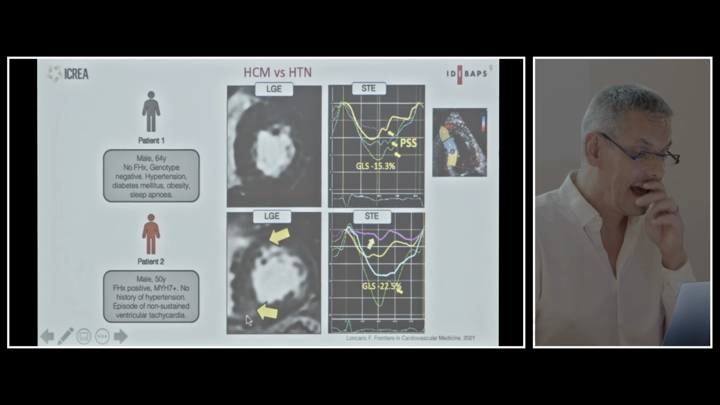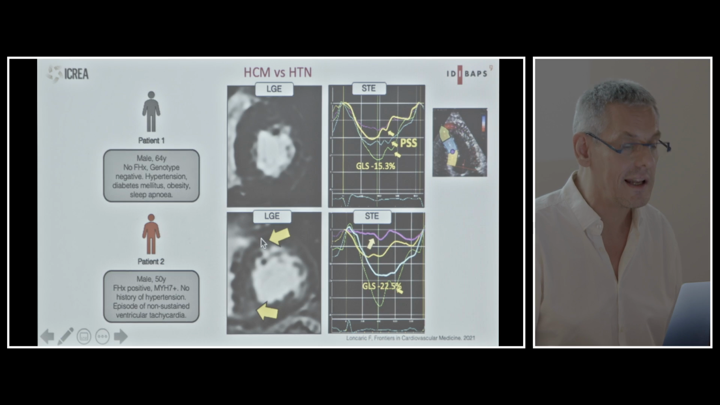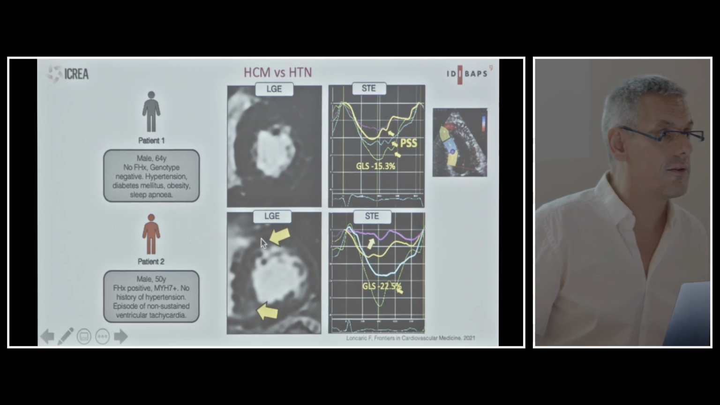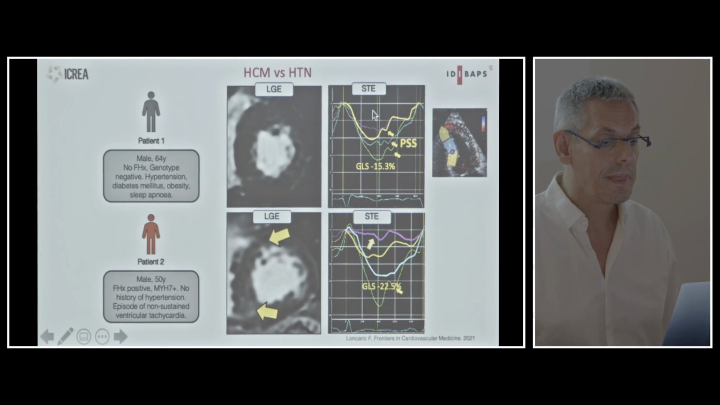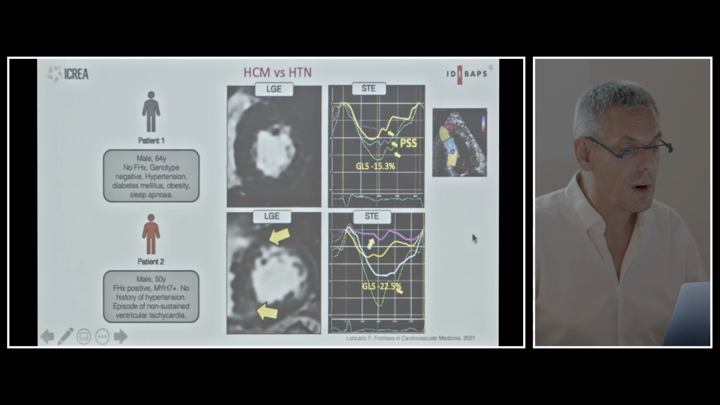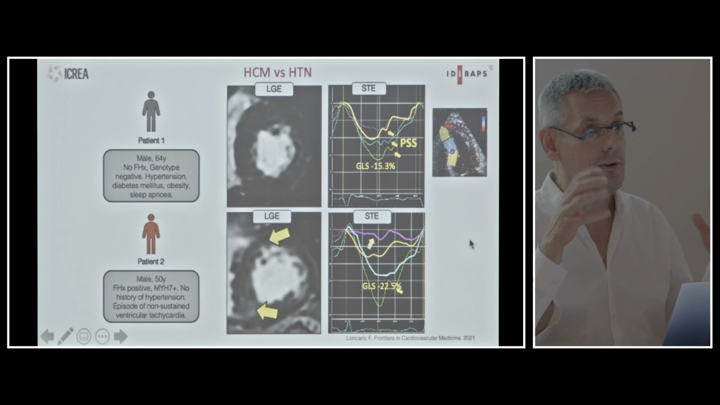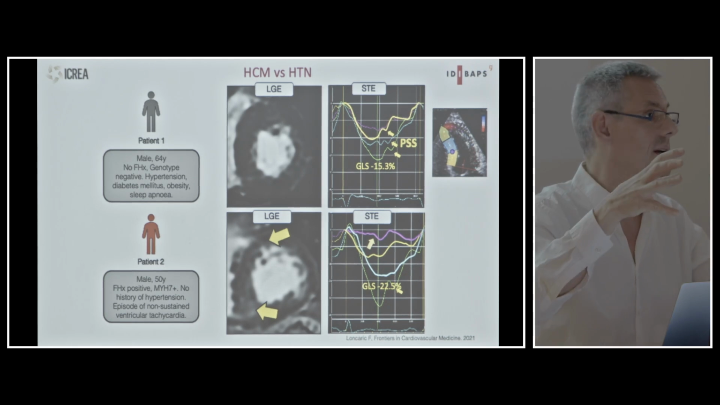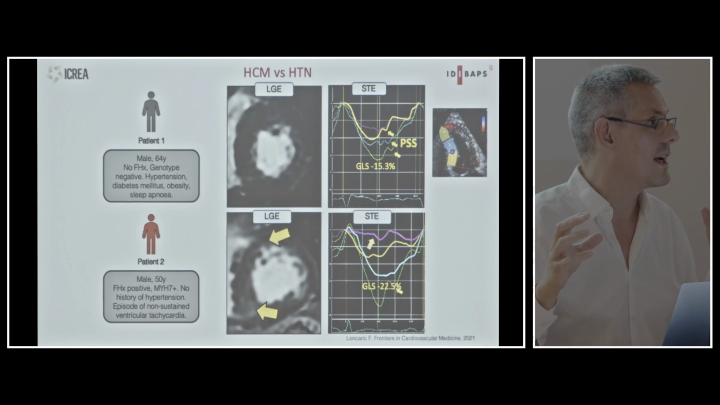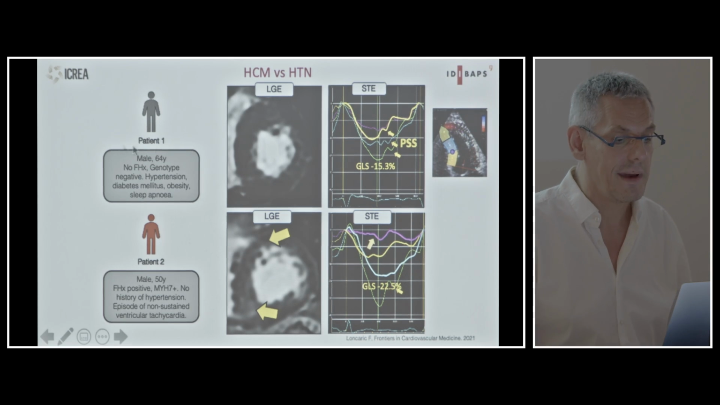Well, obviously, in the HCM patient, you see very typically at the insertion points of the right ventricle this very typical pattern of late gadolinium enhancement. But what is much more striking is when we look at the deformation. These are patients that have very similar ejection fractions, super similar geometry, both have an outflow tract obstruction, so we cannot discriminate them based on that. But when we look at the strains, what you see is that the basal septal strain in the hypertensive patient is reduced.